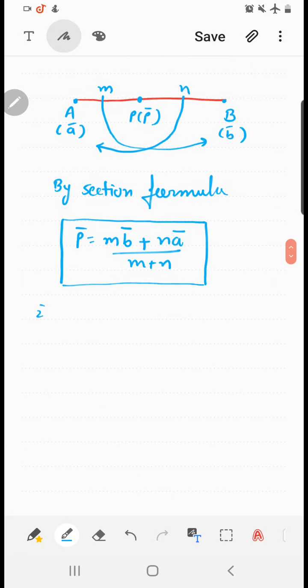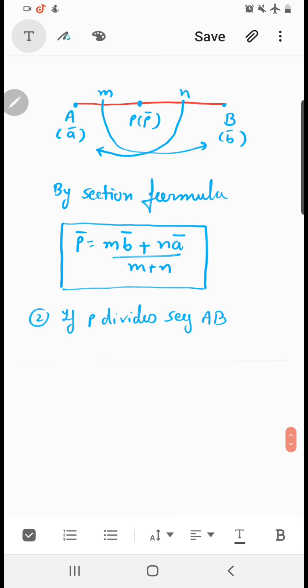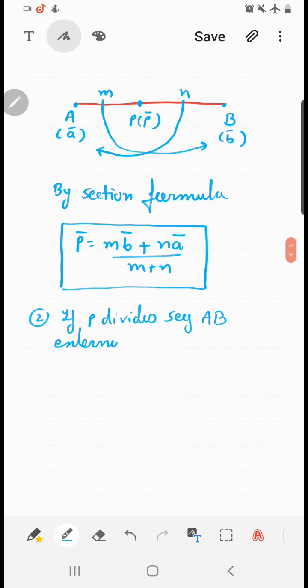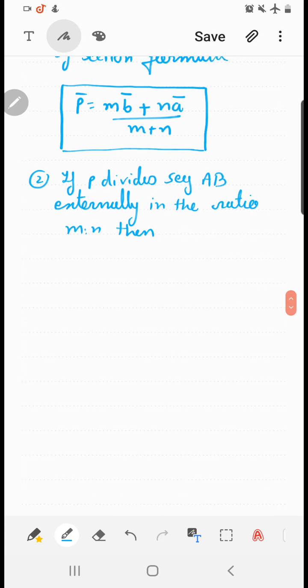So the second point is, if P divides segment AB externally in the ratio M is to N, then this time again we'll draw the diagram to write the formula. So we draw a segment. First, who divides, so point P divides, P bracket P bar. To whom it divides? AB, A bar, B bar. In what ratio it divides? M is to N. Now you again might argue that, sir, it is external section formula.